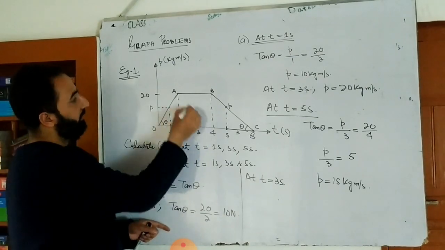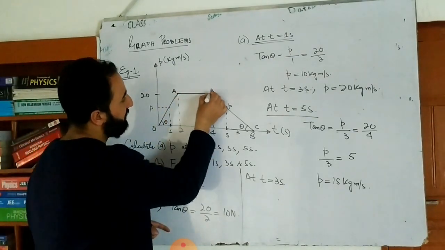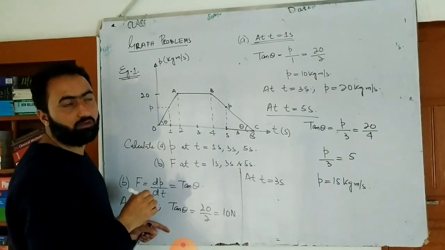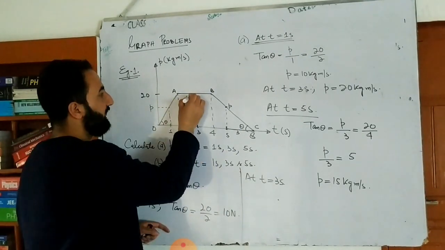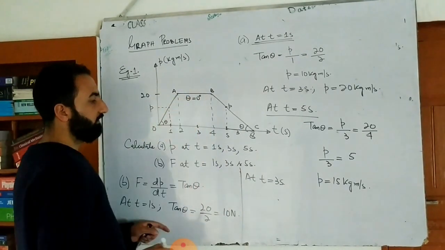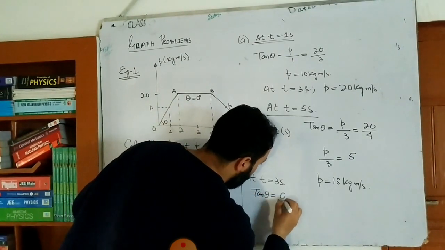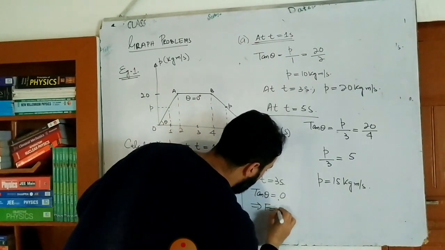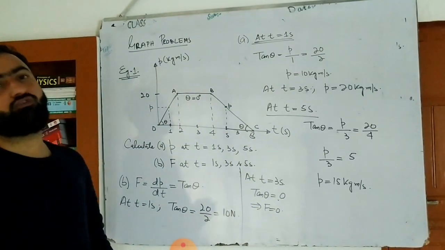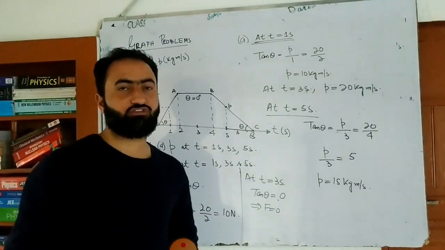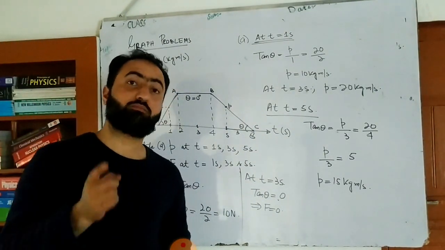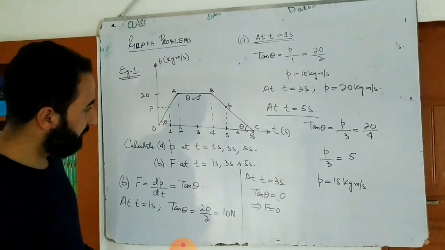Now pay attention. This horizontal line AB makes an angle of 0 degree with the horizontal because it is parallel to the horizontal. So theta here is 0 degree. When theta is 0 degree, tan theta is equal to 0, which implies that the force is equal to 0. Also, whenever the momentum or the velocity remains constant, the force on the particle is equal to 0 as per the first law of motion.